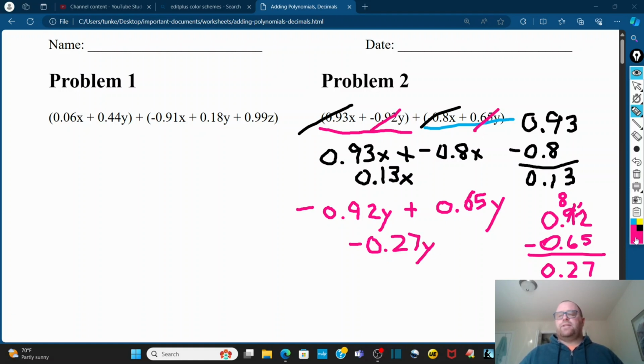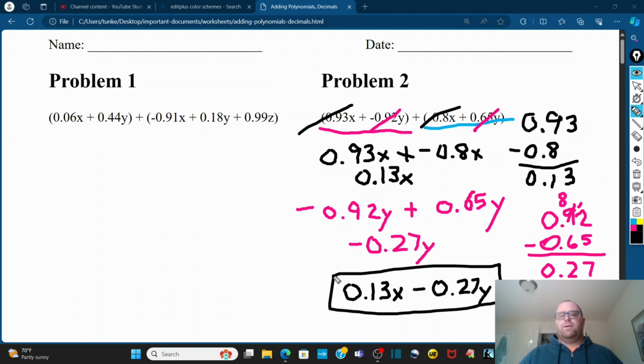Okay, so putting this all together into one polynomial, we have 0.13x minus 0.27y, and that's our solution for this one. Pretty good. All right, take a snapshot because I'm going to erase it. We're going to move to problems 3 and 4.